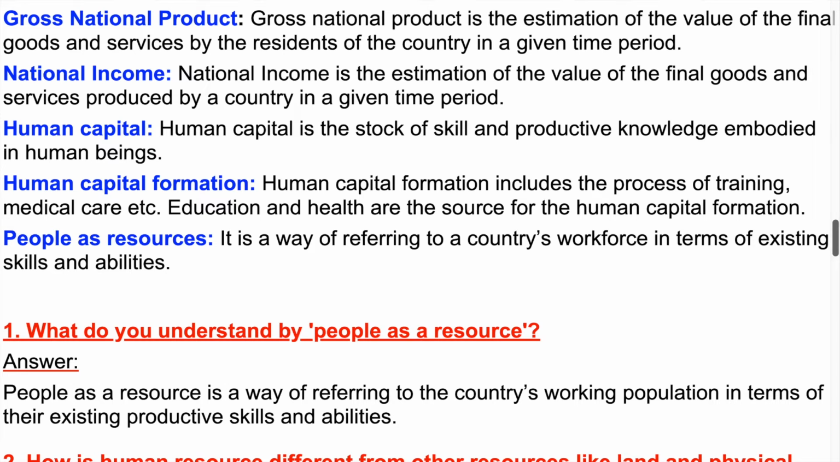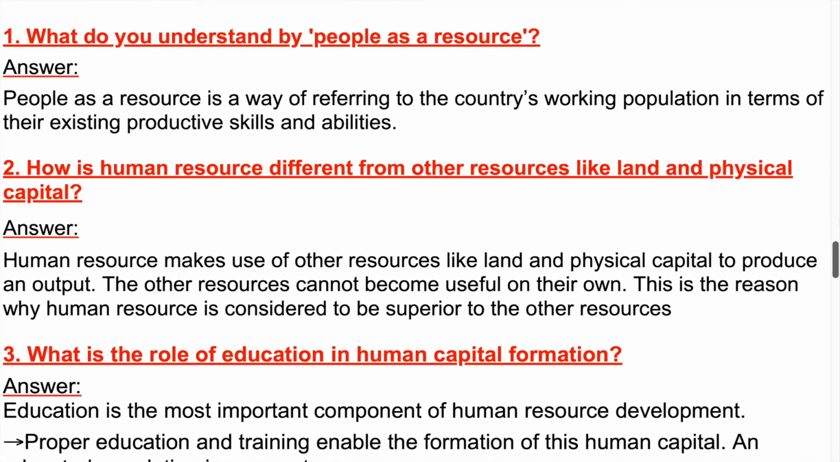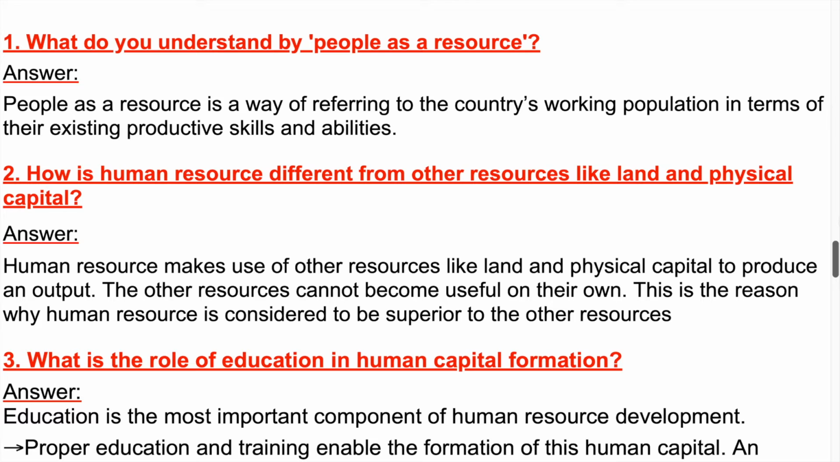Human capital. Human capital is the stock of skill and productive knowledge embodied in human beings. Human capital formation includes the process of training, medical care, etc. Education and health are the sources for human capital formation. People as resources is a way of referring to a country's workforce in terms of existing skills and abilities. Question. What do you understand by people as a resource? Answer. People as a resource is a way of referring to the country's working population in terms of their existing productive skills and abilities. 2. How is human resource different from other resources like land and physical capital? Answer.